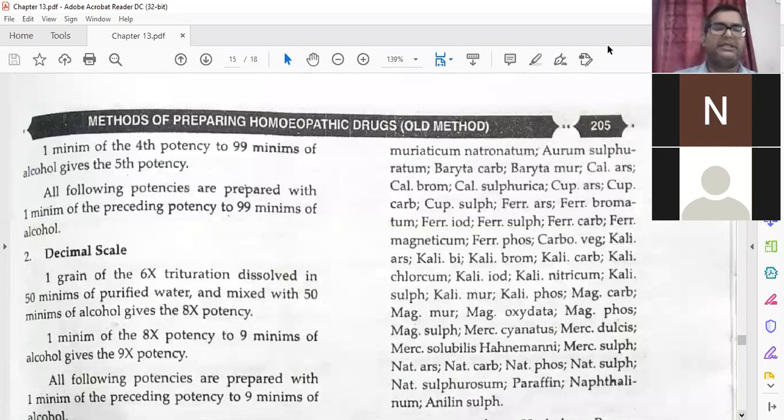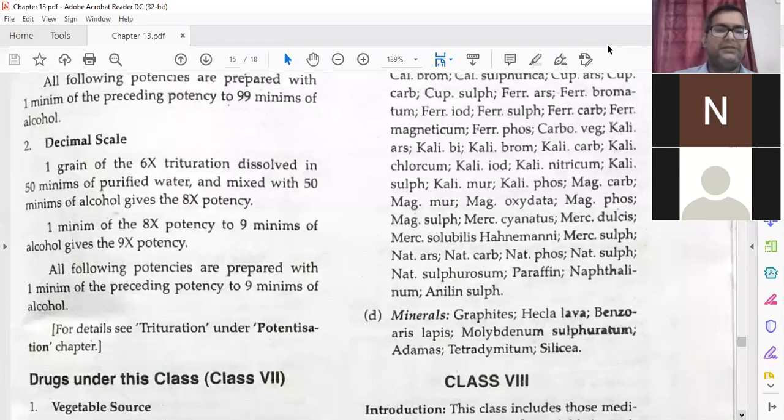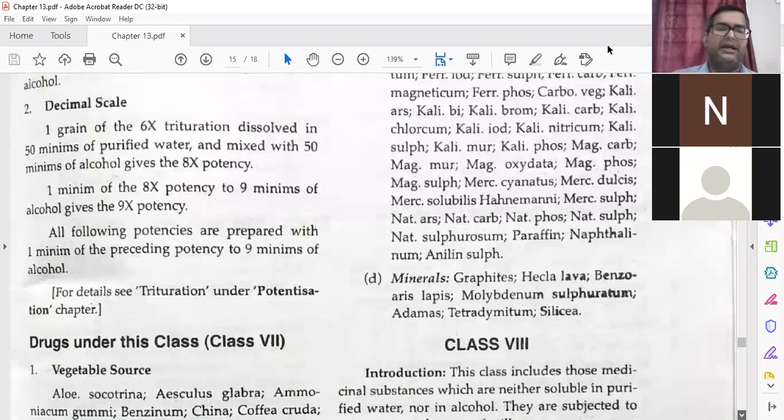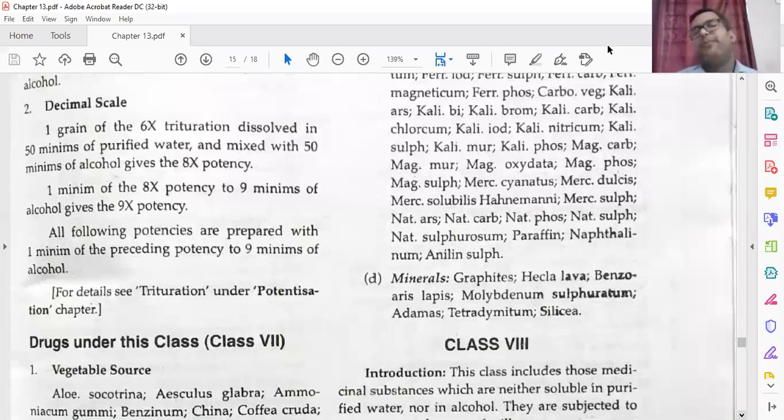Decimal, again the same thing will be there. 1 grain of the sixth trituration dissolved in 50 minims of purified water and mixed with 50 minims of alcohol gives the eighth potency. 1 minim of the eighth potency to 9 minims of alcohol gives the ninth potency. Here the sixth will convert into the eighth potency; that is a different thing that we will learn in the potentization chapter. So don't be confused about this. We will go ahead and I will explain all these things in the potentization chapter.